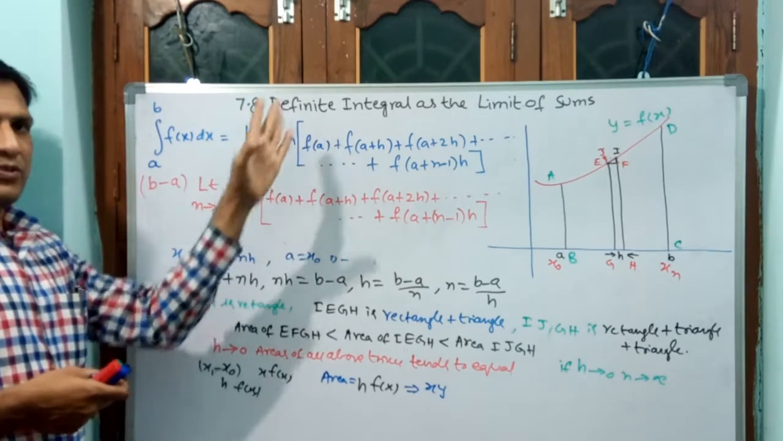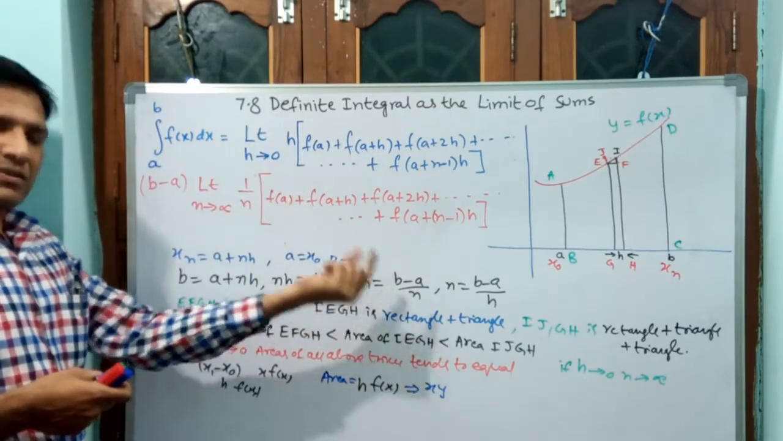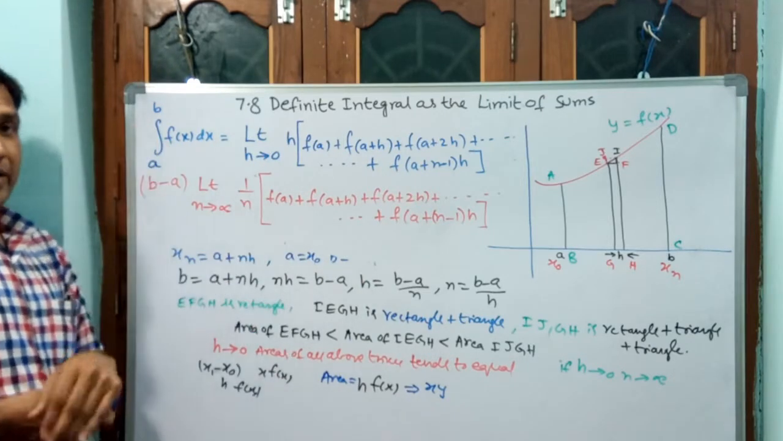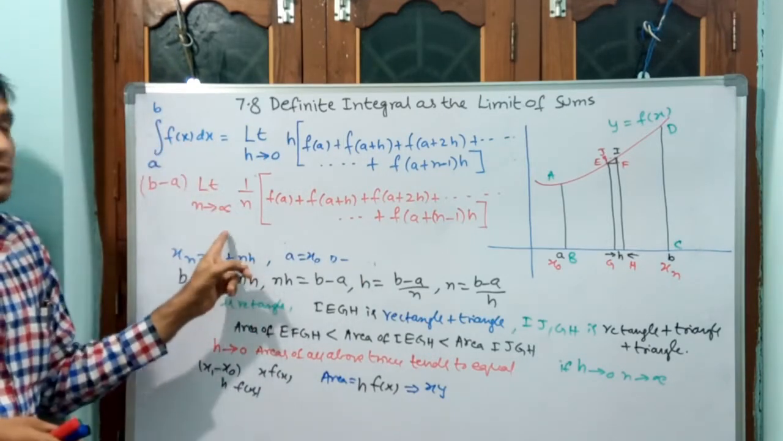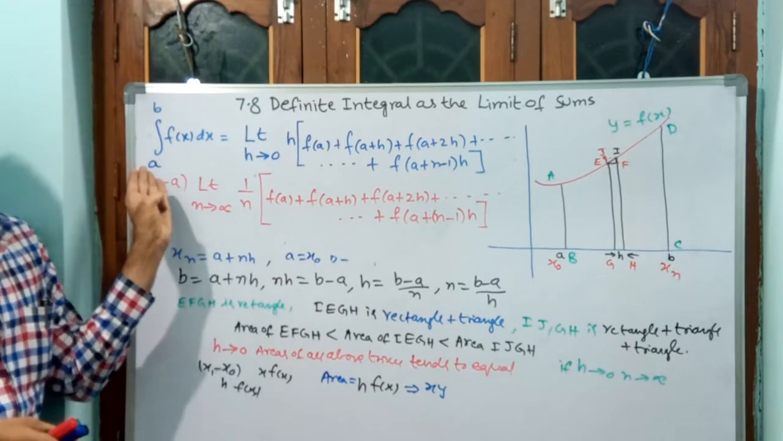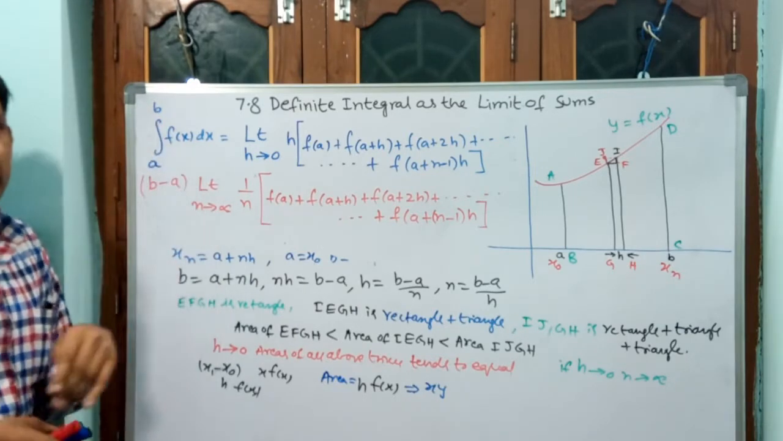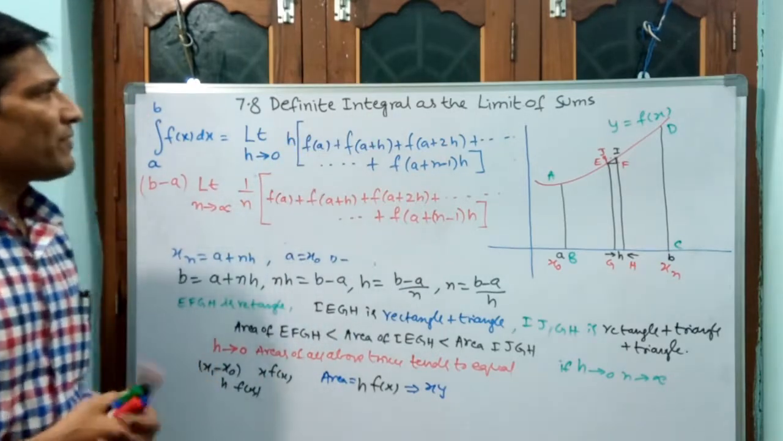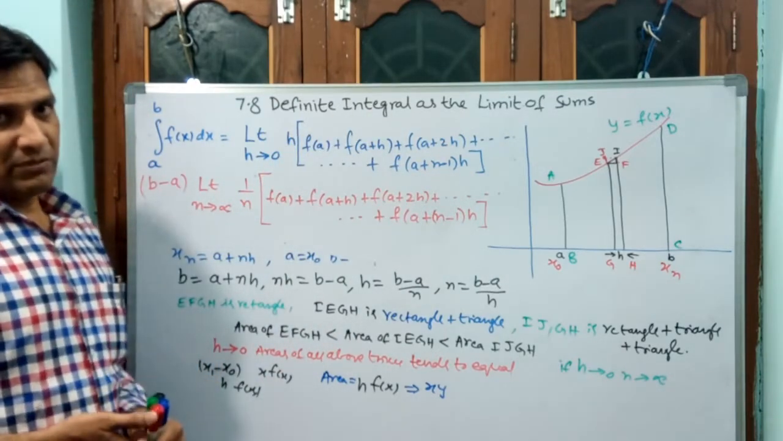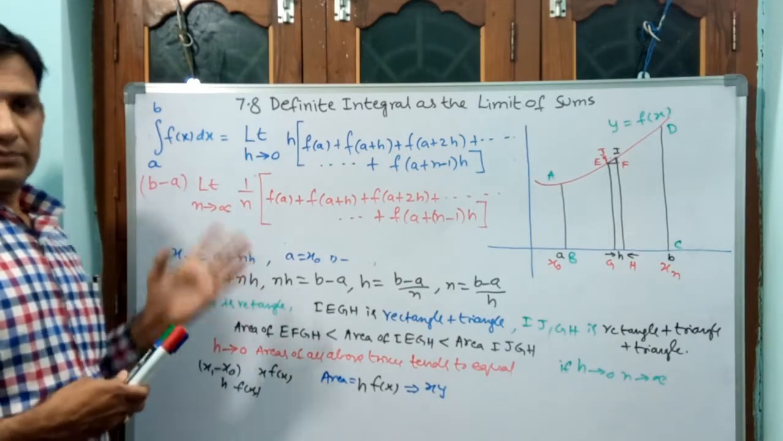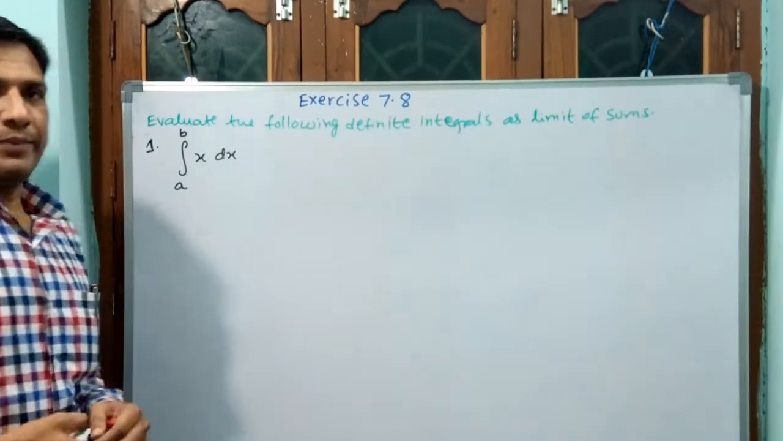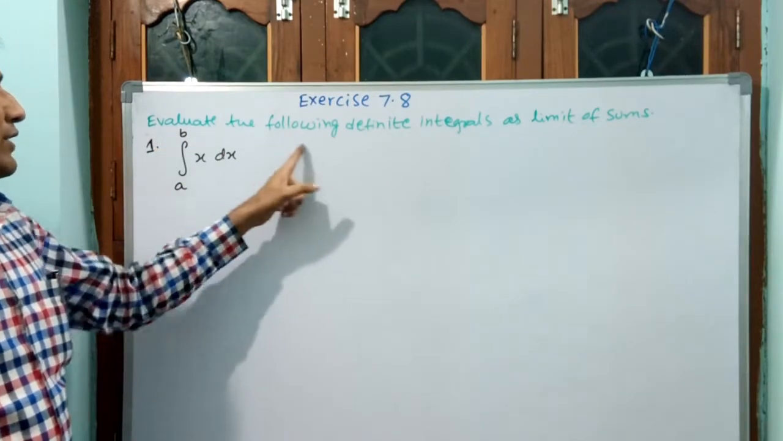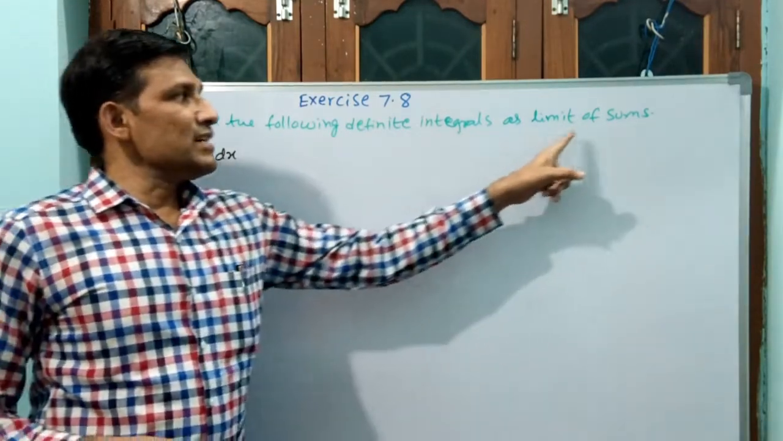Simply x into y. X is same, not constant, h interval. That is why we have made it. Okay, what about these intervals? These intervals are A to B closed intervals. A is the lower limit and B is the upper limit. Okay, because we are dealing with the limits. This is the concept of definite integral as the limit of sum. Okay, let us go for exercise 7.8. See exercise 7.8. Evaluate the following definite integrals as limit of sums.